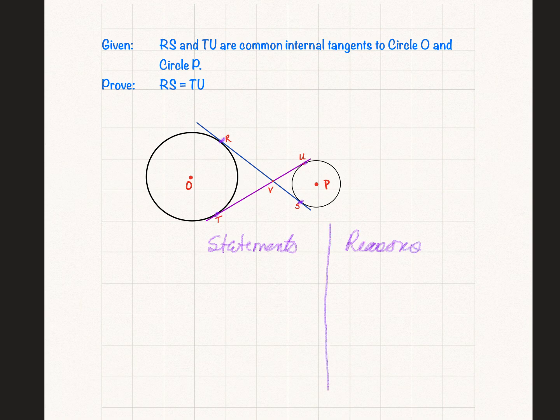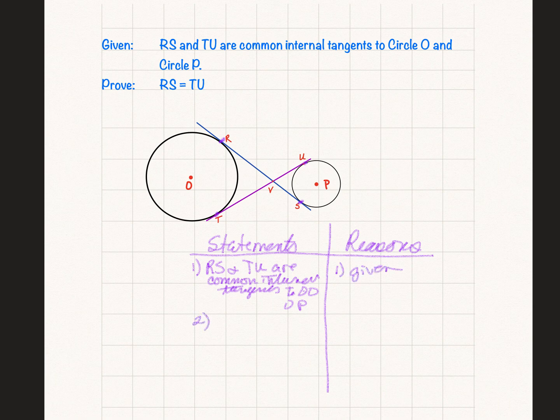And we'll start out with our given information that RS and TU are tangent to circle O and circle P. And that is given. So again, if you want to try to work through this on your own, do that and come back and see how you did.